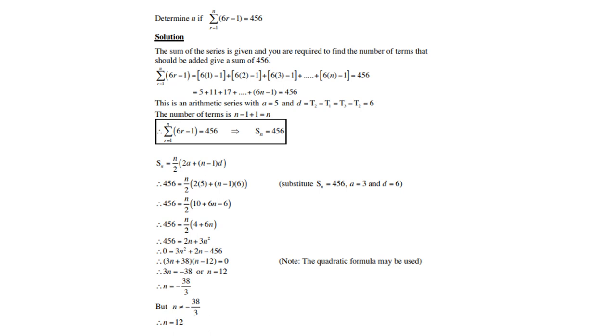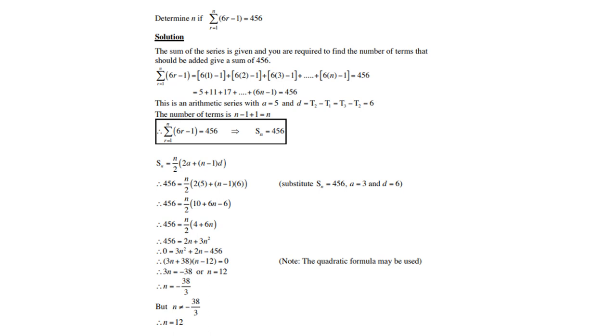Right, look at another example. Determine n if the sum, the bottom number is 1 and the top number is n and the general term is 6r minus 1, equals to 456. So the sum is given as 456. But let's first expand and let's get the first three terms at least. So it will be 6 times 1 minus 1, plus 6 times 2 minus 1, plus 6 times 3 minus 1, etc. And the last term is 6n minus 1. And all of them add up to 456. So it is 5 plus 11 plus 17 plus, plus, plus, 6n minus 1 equals to 456. So this is an arithmetic series with a 5. We can see that. And of course, because the common difference.